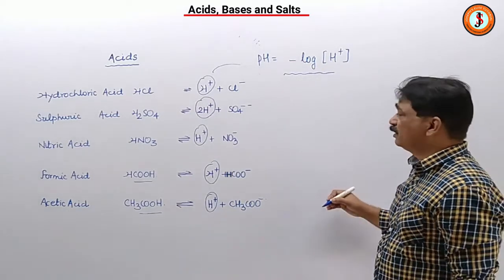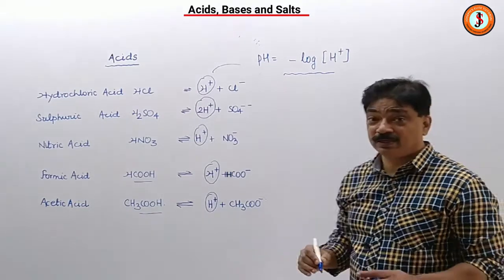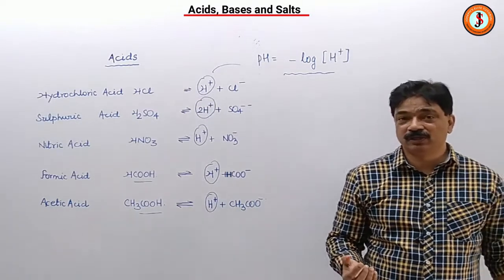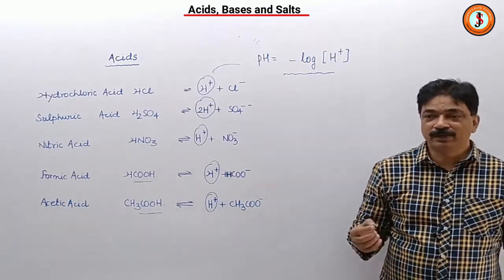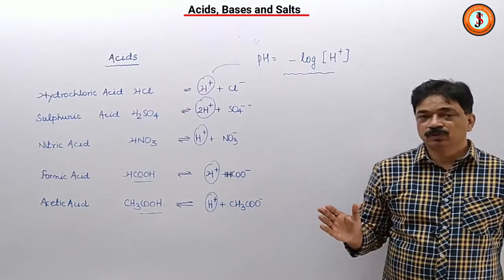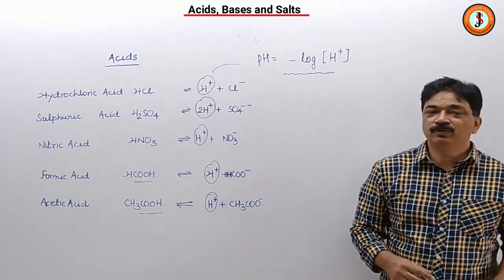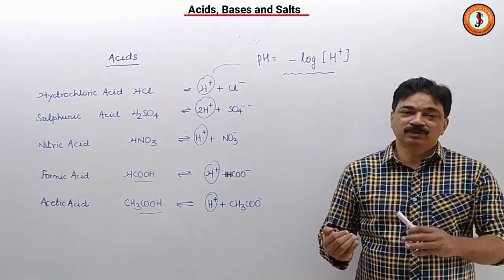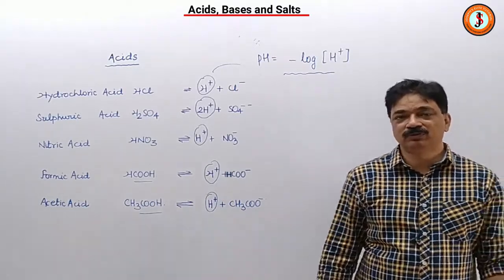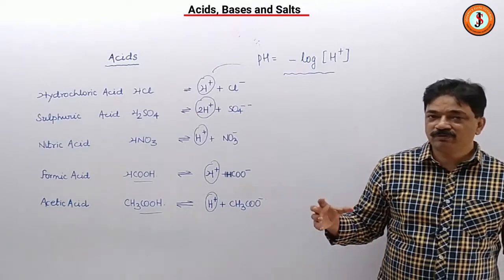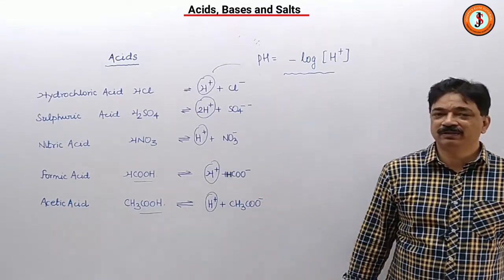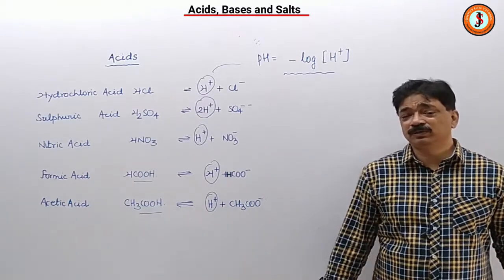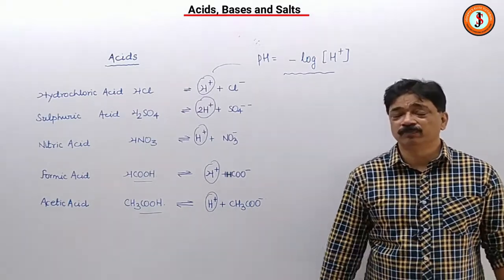Remember, on a scale, if the water is neutral, it contains an equal number of hydrogen ions and an equal number of hydroxyl ions. So water is neutral and its pH value is 7. Any value below 7 goes towards the acidic nature, and any value above 7 to 14 goes towards the basic nature. So 0 to 7 is acidic, 7 is neutral, and above 7 to 14 is basic. That is the pH value.